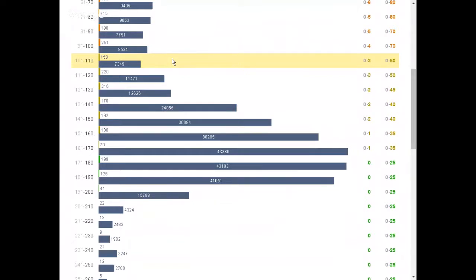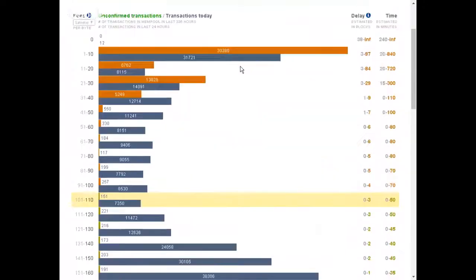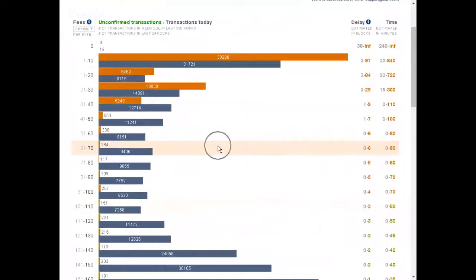I do my live streams, I start at 11:30 New York time, 11:30 Eastern Standard Time. So if you started doing your transactions during that time, you could probably be in this range here, about 70 to 110 satoshis per byte. Probably get your transactions in the next block.